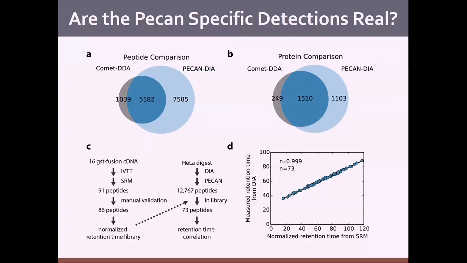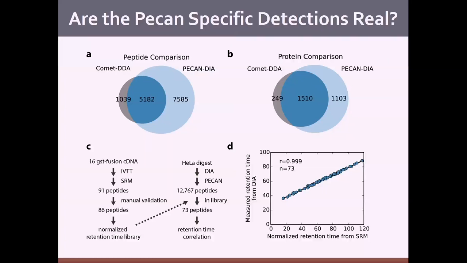These were human proteins, so we went to a HeLa cell lysate, and in the case of Comet and DDA, there were about 6,000 proteins that we were able to find. Well, these are peptides. And in Pecan with DIA, we were able to find quite a bit more. In the protein level comparison, we're getting most of the things by DIA and Pecan that we got with the Comet DDA. But of course, there are these ones out here.